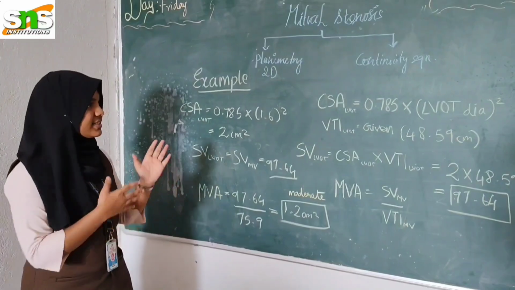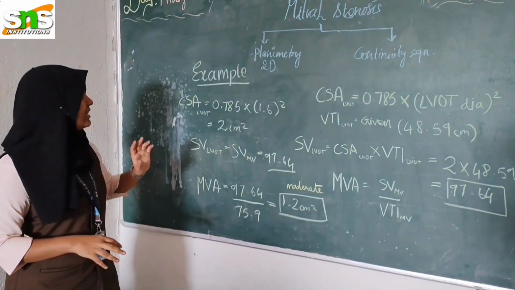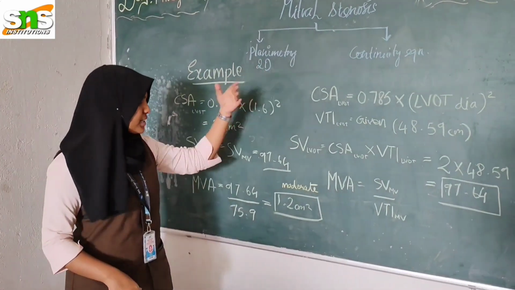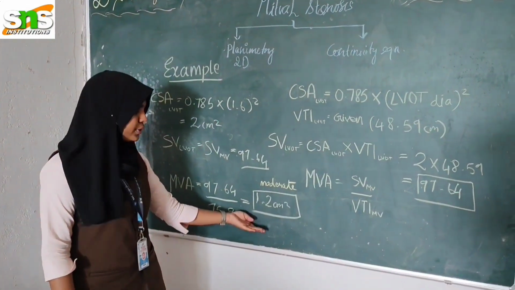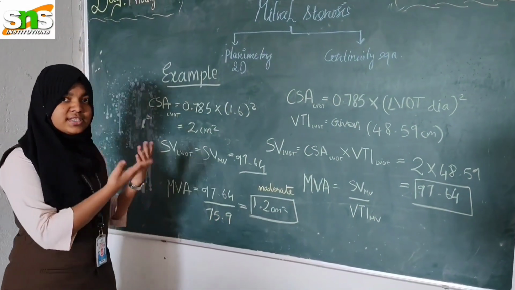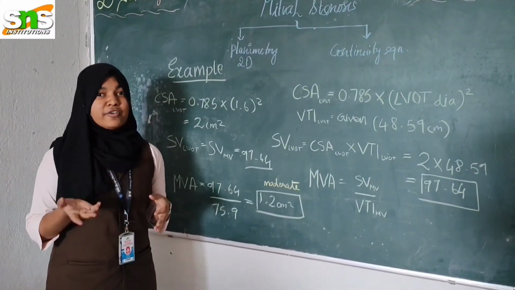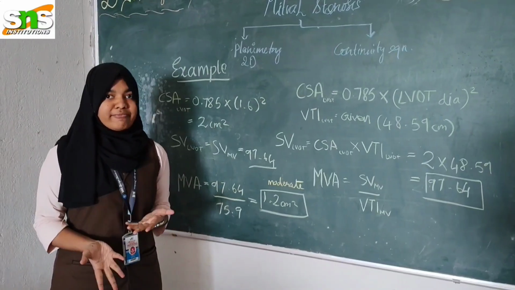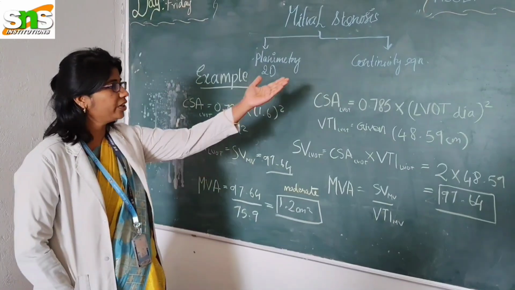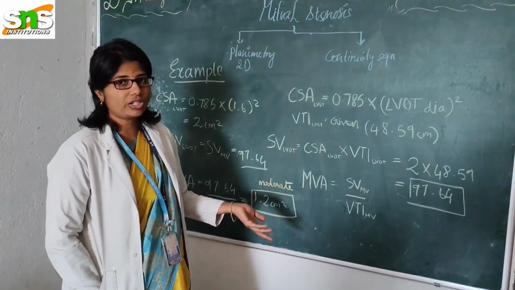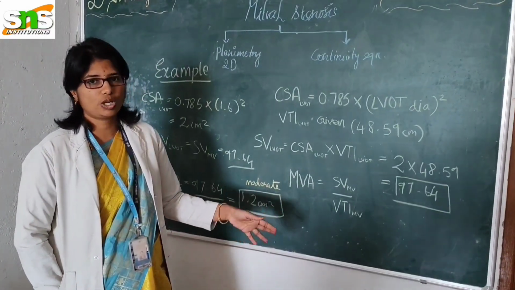Continuity equation is one of the best methods to find the mitral valve area, and this is the best example. By using the continuity equation, we found out that the patient is suffering from moderate mitral stenosis, and the value is about 1.2 centimeters squared. And by this method, we also found out how to find the stroke volume of LVOT and MV. So in this class, we explained how the continuity equation plays a major role in echocardiography and for finding out the mitral valve area and stroke volume assessment.